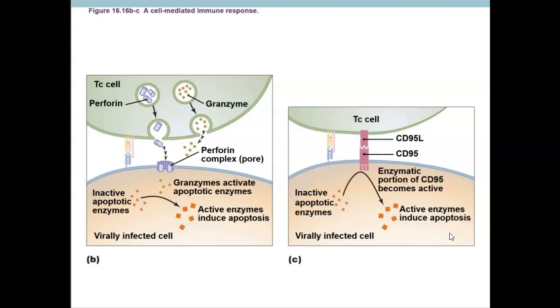And again, this happens with virus-infected cells. These can also happen with cancer cells. Cancer cells are often making strange proteins that aren't normal. Their genomes are often very strange, so they're weird in a lot of different ways besides just growing out of control. And so that gives us some opportunity for our immune system to find them and detect them and kill them.